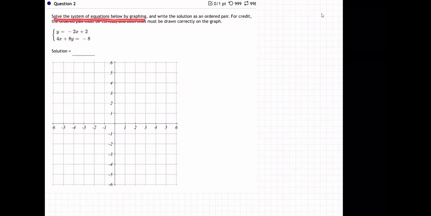Solve the system of equations below by graphing and write the solution as an ordered pair. For credit, the ordered pair must be correct and both lines must be drawn correctly on the graph.